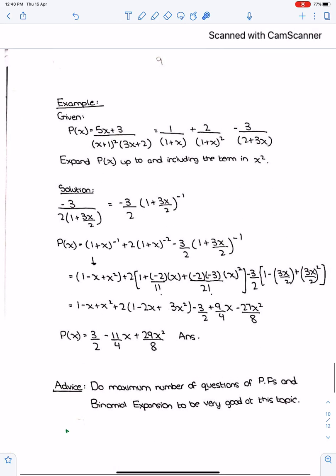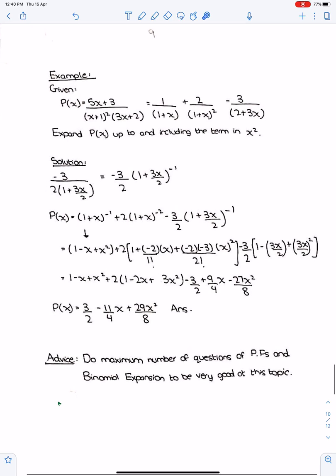Now the next question, in fact the last example, we have to expand this. This is very important because this power is not 1. Here we will use the result of minus 1 here, and here we will use the factorial form because the power is not 1. I mean, the power will not be minus 1 in numerator. Now expand p of x up to and including the term in x square.